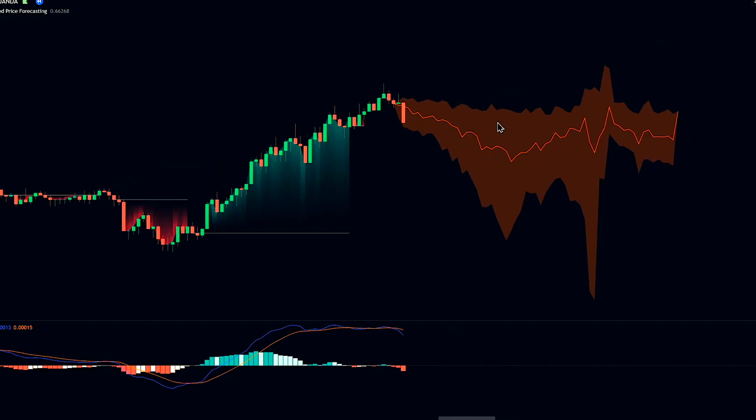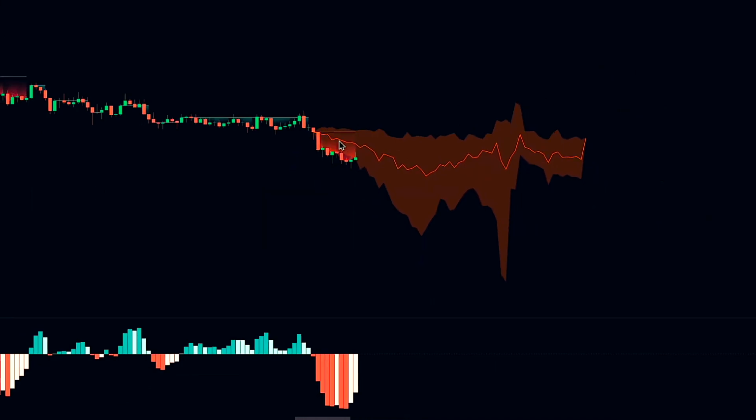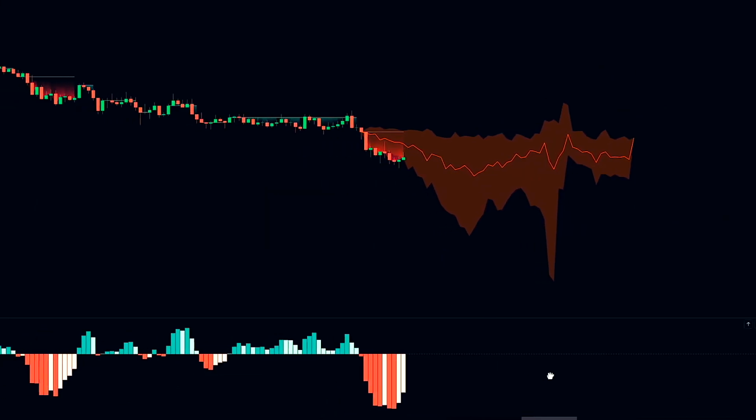You'll see a forecasting zone that outlines where price could head next. It comes with a top boundary for the highest expected price and a bottom line for the lowest target. The center of that zone is the average projection. This line highlights the price area with the highest probability of getting hit.